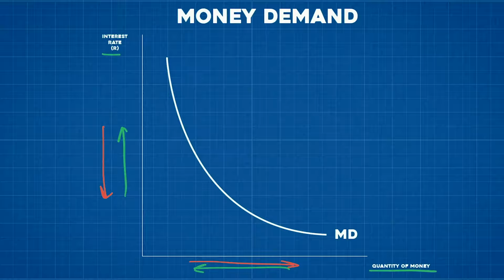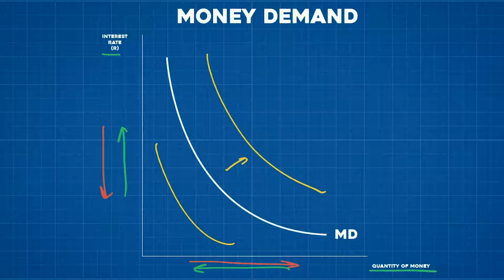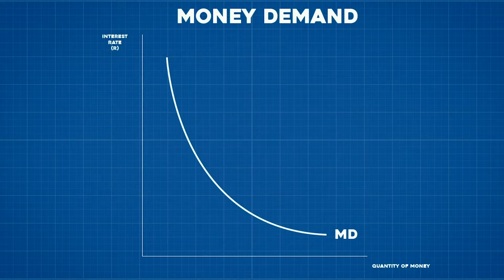And just like the regular demand curve, the money demand curve can shift to the right or to the left. When it shifts right, that's because more money is demanded at every interest rate. And when it shifts left, that's because less money is demanded at every interest rate. Now, what is it that causes the money demand curve to shift? Well, there are three things.